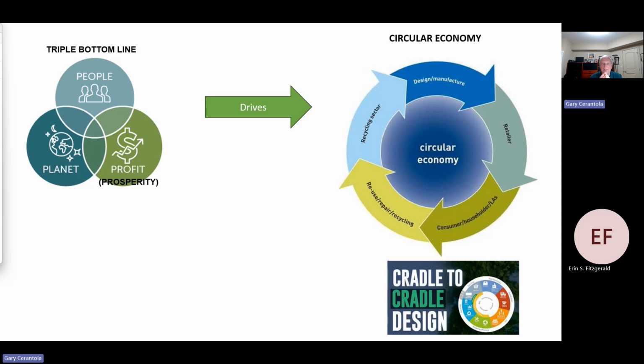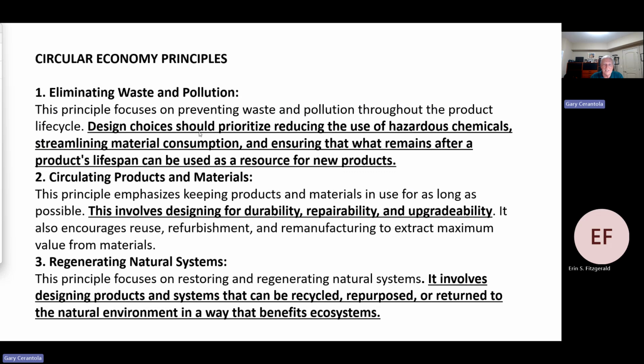All those things come together. So that's why it's so important. So here's a little bit, this isn't on the test, but the circular economy is all about eliminating waste and pollution. It's all about circulating products and materials. So designing for durability, repairability, and upgradability. And then, regenerating natural systems.